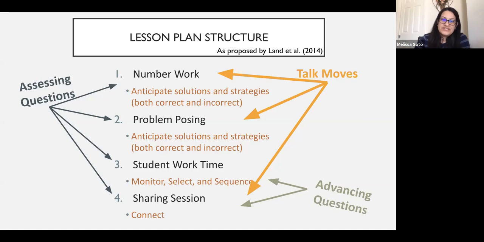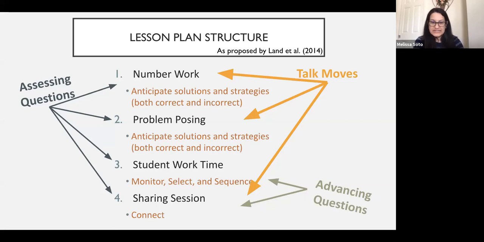And what you'll also notice is that during the number work and the problem posing time, it's really important for us as teachers to anticipate solution strategies. This is a way for us to, again, think about how we might respond if kids get the right answer, how we might respond if they may not get the correct answer. And so it's just a way for us to prepare.